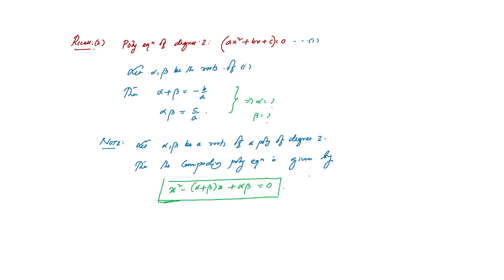So now we come to recall 3, the polynomial equation of degree 3. Recall 3 is basically a polynomial equation of degree 3. So it looks like ax cube plus bx square plus cx plus d equals 0, where a is non-zero and a, b, c, d are basically real or complex.